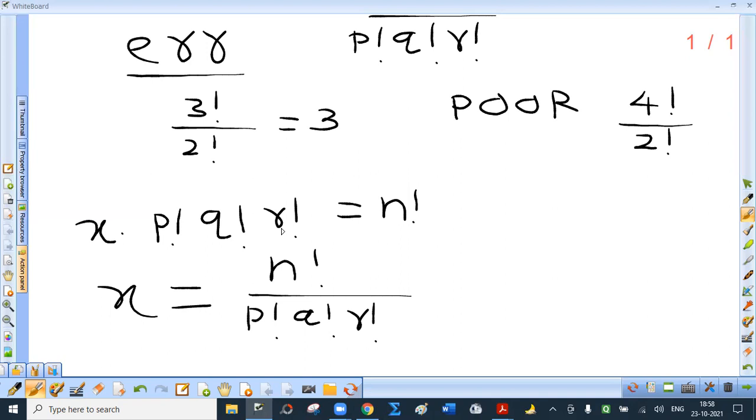But in the process, we have considered that n things are all distinct. So n distinct things can be arranged amongst themselves in nPn, that is n factorial ways. So we equate this to x into p factorial into q factorial into r factorial, to find x. Rearrange the terms to get x equal to n factorial upon p factorial into q factorial into r factorial.